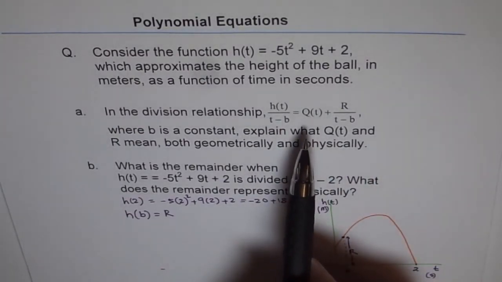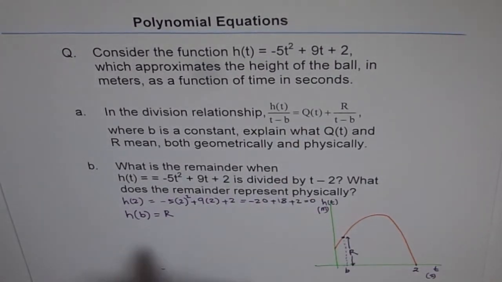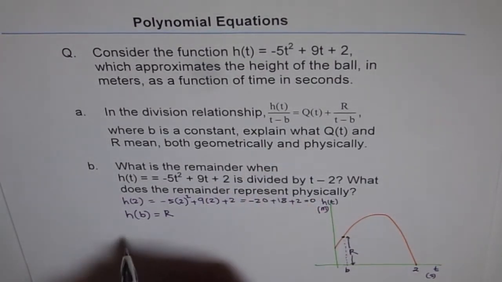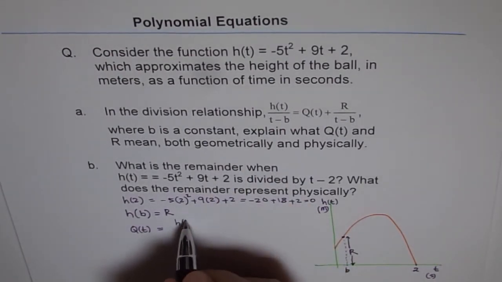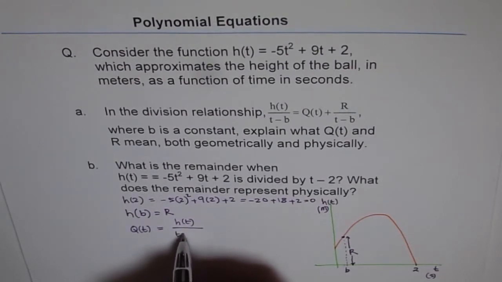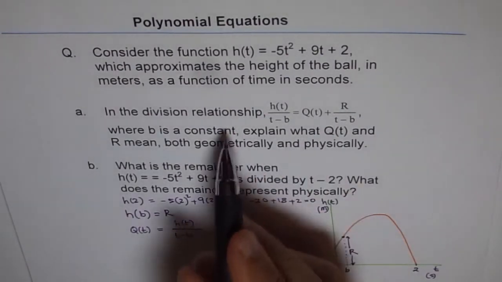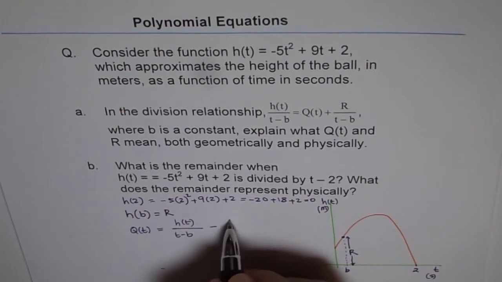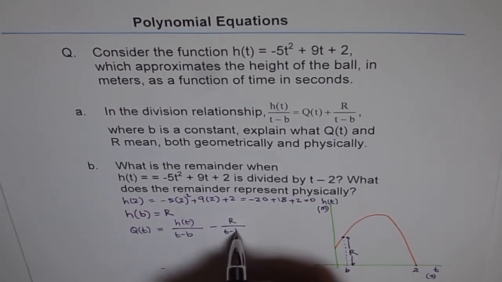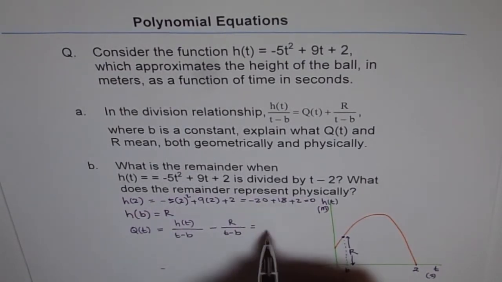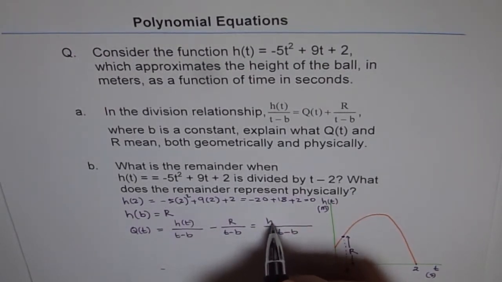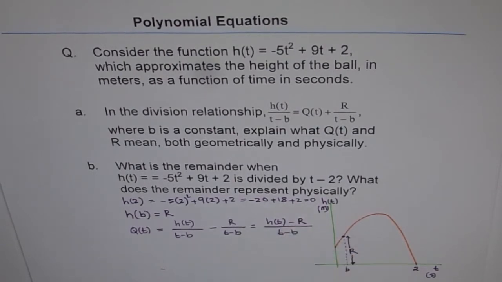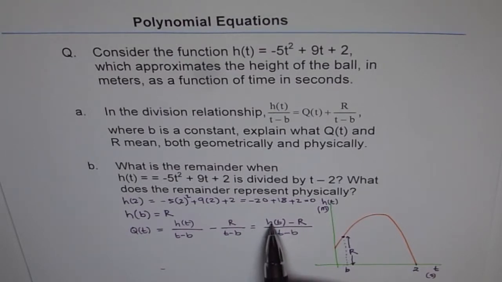So if I rearrange this equation, let's find what is q of t from this equation. So we have q of t is equal to h of t over t minus b, minus, I'm bringing this on that side, minus r over t minus b, correct? Now t minus b is common, so I can write this as t minus b, and in the numerator I get h of t minus r. Now h of t minus r, what is h of t?